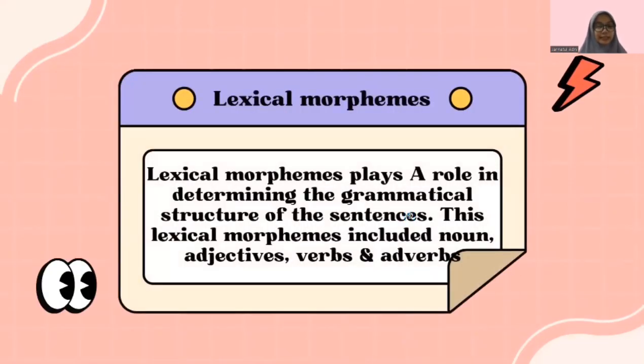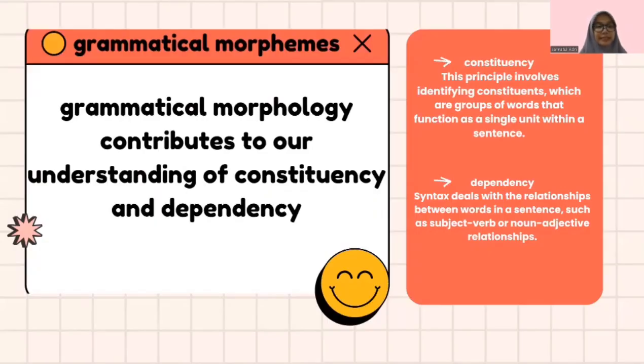So the second is lexical morphemes. Lexical morphemes play a role in determining the grammatical structure of the sentences. These lexical morphemes include everyday nouns, adjectives, verbs, and adverbs. So these lexical morphemes add grammatical information through the nouns, adjectives, verbs, and adverbs to the sentence. The third component is grammatical morphemes. Grammatical morphology, or grammatical morphemes, contributes to our understanding of constituency and dependency.